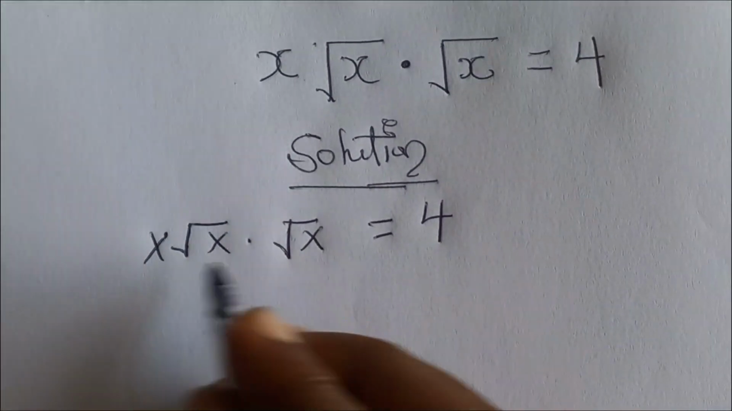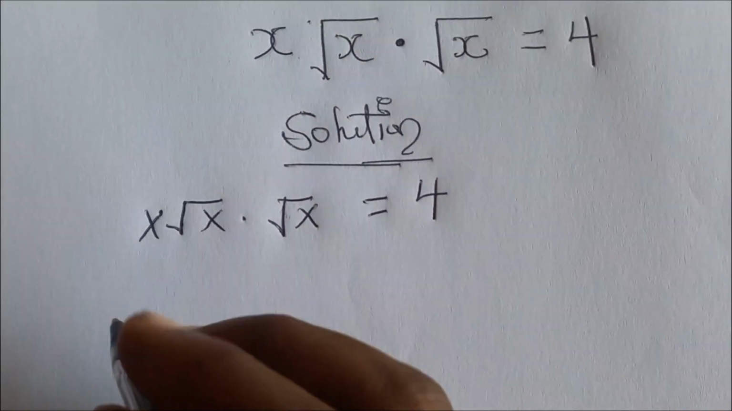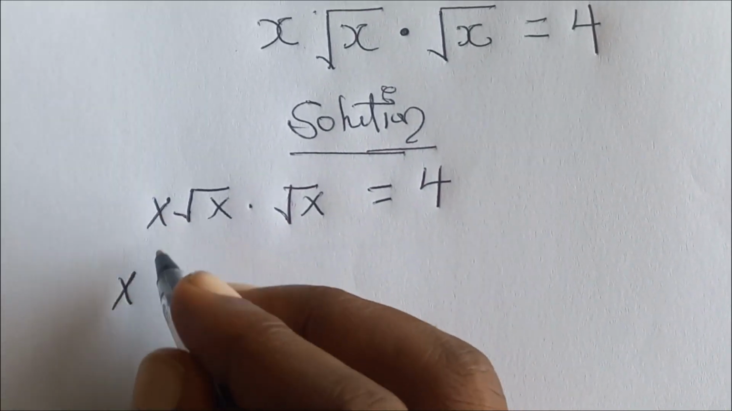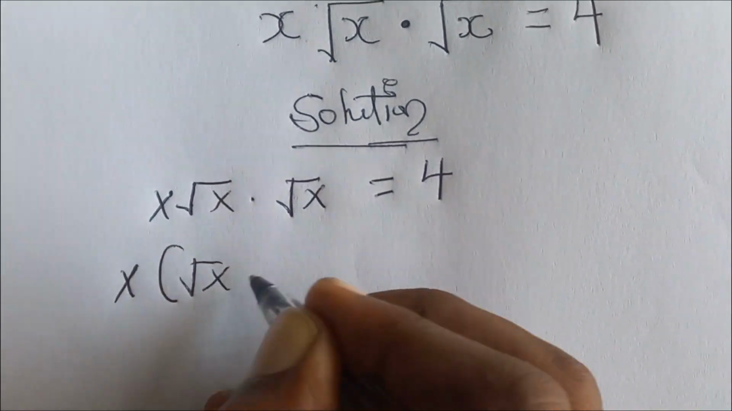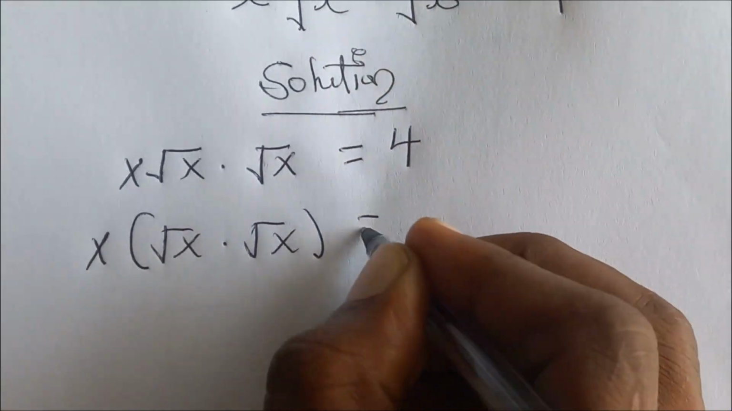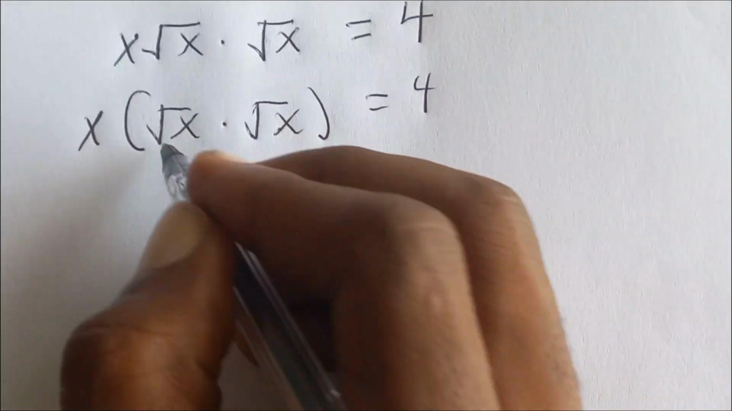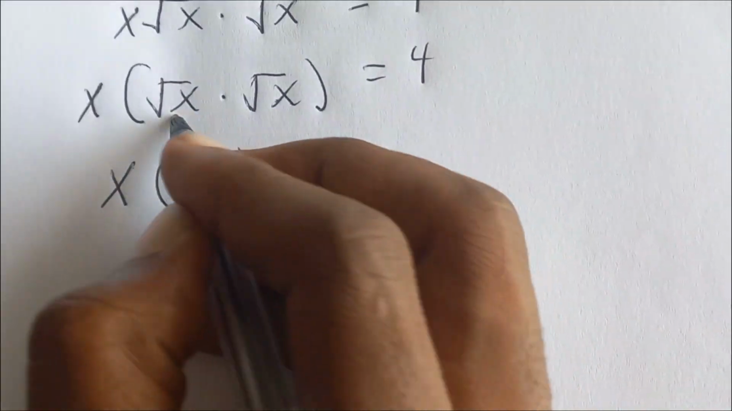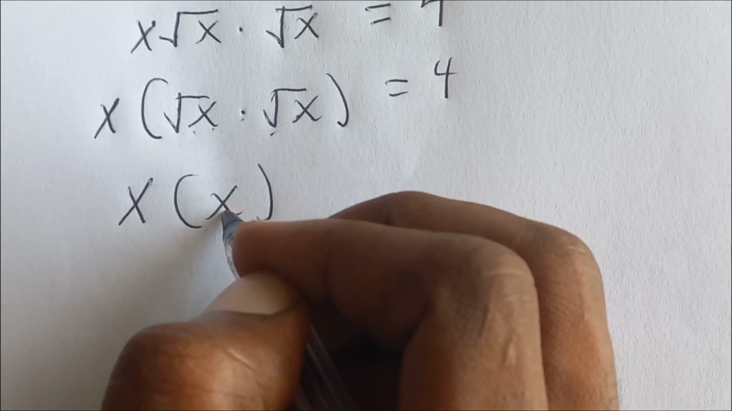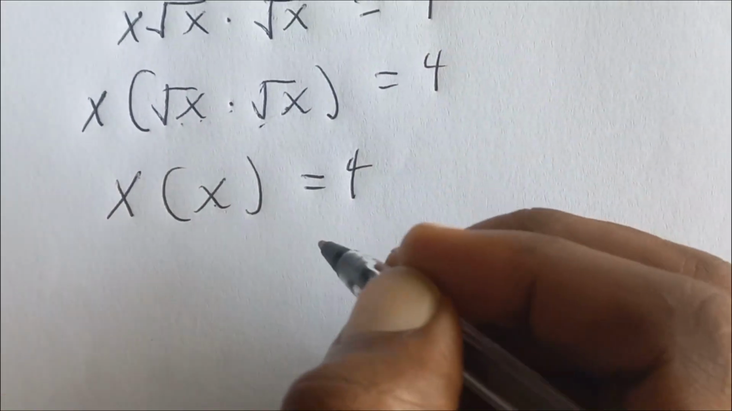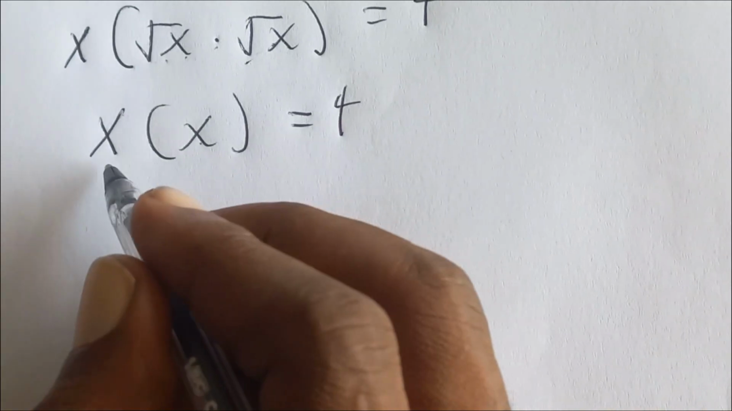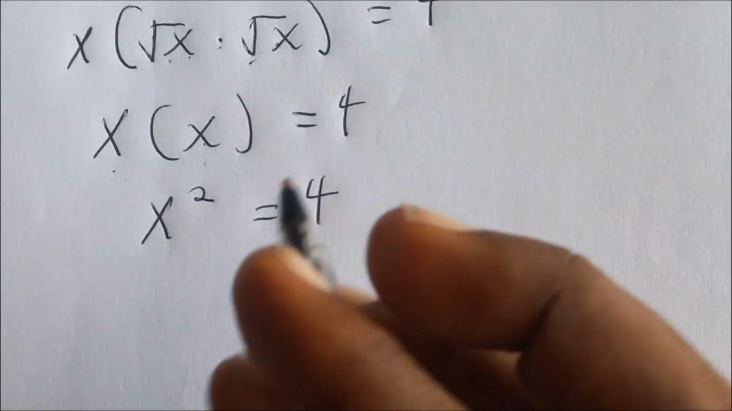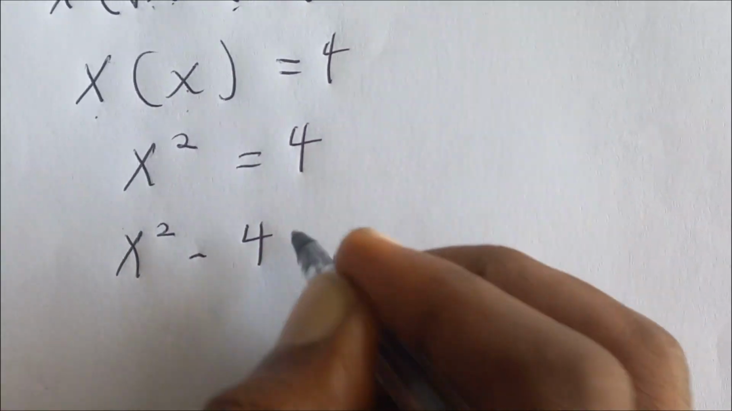So with this, I see that we have root x here. So we factorize this one out. We are going to get root x multiplied by root x, which is equal to 4. Root x times root x, we are getting x, which is equal to 4. Now, x times x, we get x squared, and it's equal to 4. So x squared minus 4 is equal to 0.